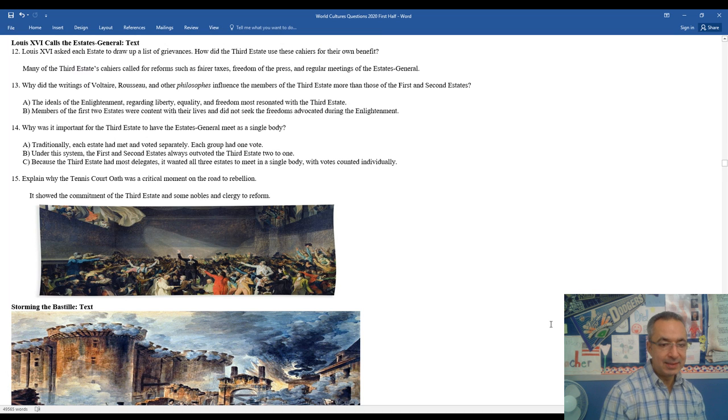Number 15, explain why the Tennis Court Oath was a critical moment on the road to rebellion, and you can see it pictured below. It showed the commitment of the Third Estate and some nobility and clergy to reform. And I'll give you a little more background on the Tennis Court Oath.